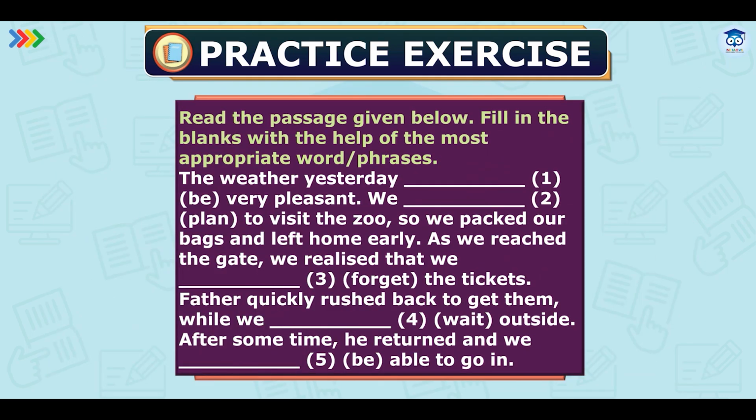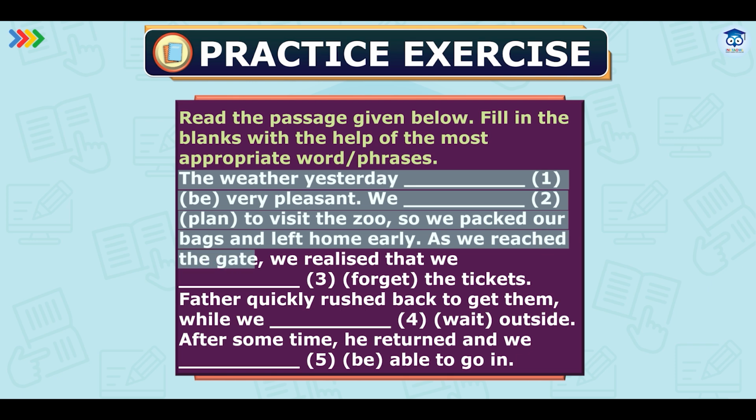So I'll read a short passage aloud. Each blank has the base form of the verb given in brackets. Your job is to figure out the correct form based on grammar and context. Here we go. The weather yesterday, blank 1, be very pleasant. We, blank 2, plan to visit the zoo, so we packed our bags and left home early.